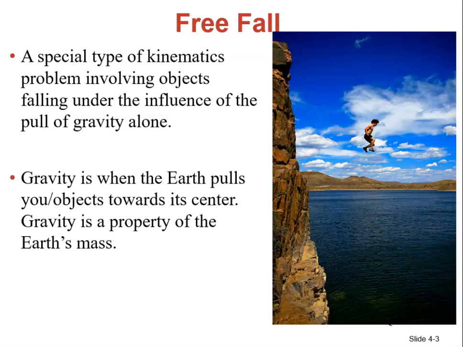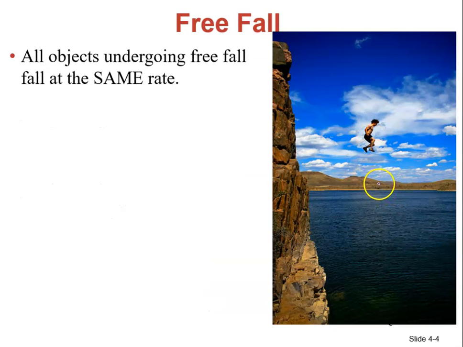pull of gravity alone. Basically, that means that if I do a free body diagram of an object that's falling, the only force that is going to be acting on that object is going to be the weight force, or the gravitational force that's going to be pulling straight down towards the center of the Earth. So, for example, this guy who's jumping off a cliff, the only force on him is the gravitational force pulling him down. Now, all objects undergoing free fall are going to fall at the same rate.